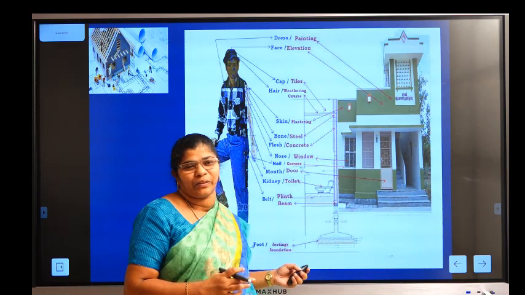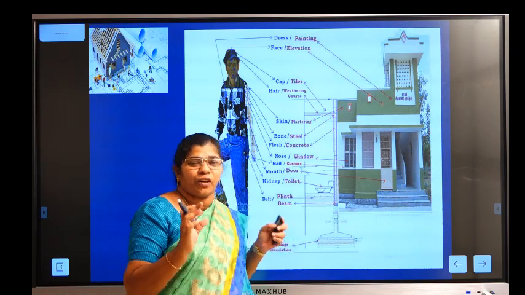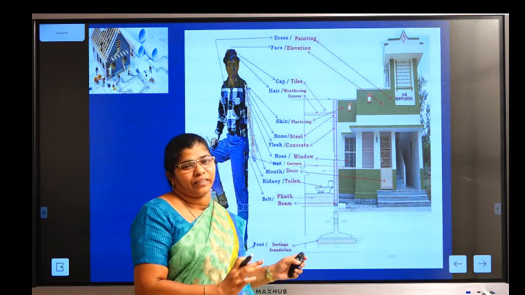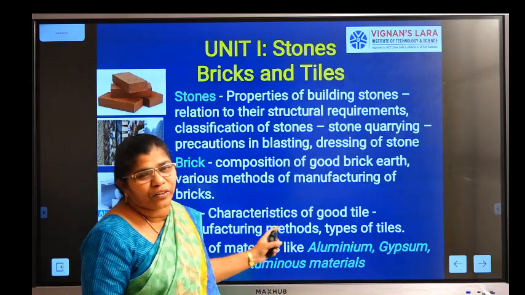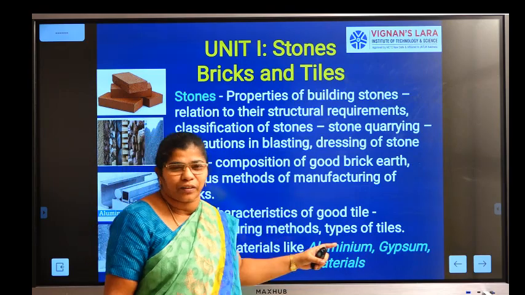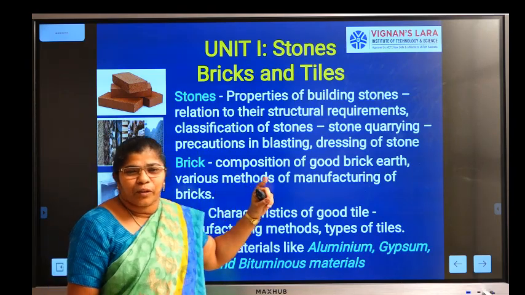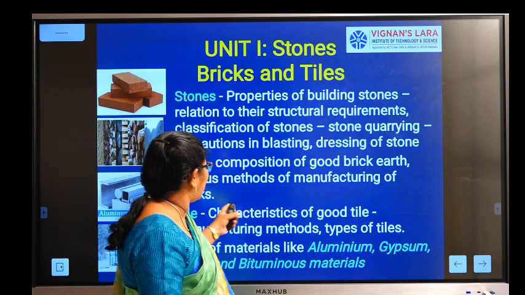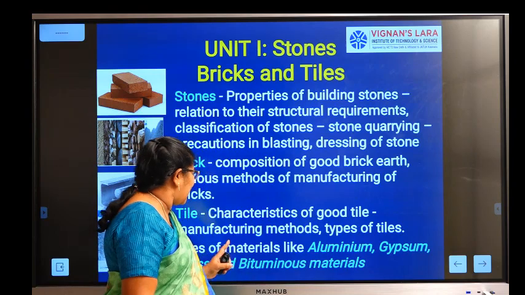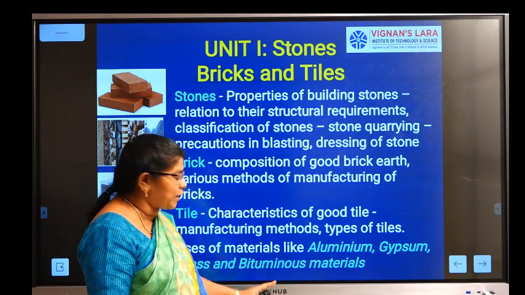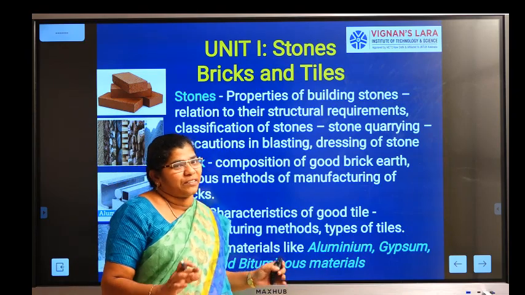The need of the subject is to choose a material that is necessary for each component. So this is the necessity of the subject. Now we will go in for the first unit. In the first unit, I told you, we are going to study about the stones, the properties of the stones, the classification of the stones and the dressing of the stones. And the bricks, we will study the composition of the earth brickwork and the various methods of manufacturing of bricks, and the tiles, the characteristics of good tiles and the manufacturing methods, the types of tiles, the aluminium, gypsum, glass and bituminous materials, properties. This is the orientation of the first unit.